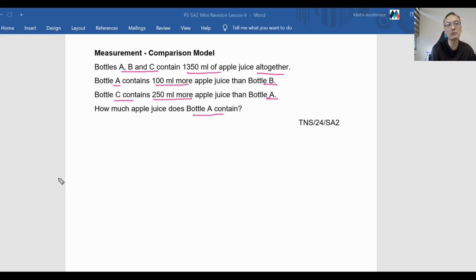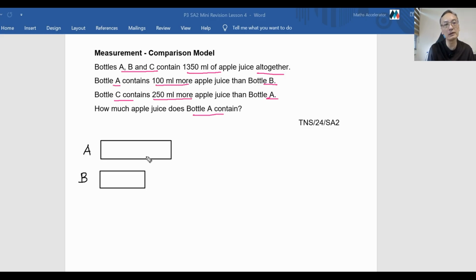So after highlighting the keywords, now let's organize these keywords into a model. So we can draw a comparison model because we have A is 100 more than B. So we will draw a bar model for A longer than B. Let's include A, B. The difference here is 100 ml.